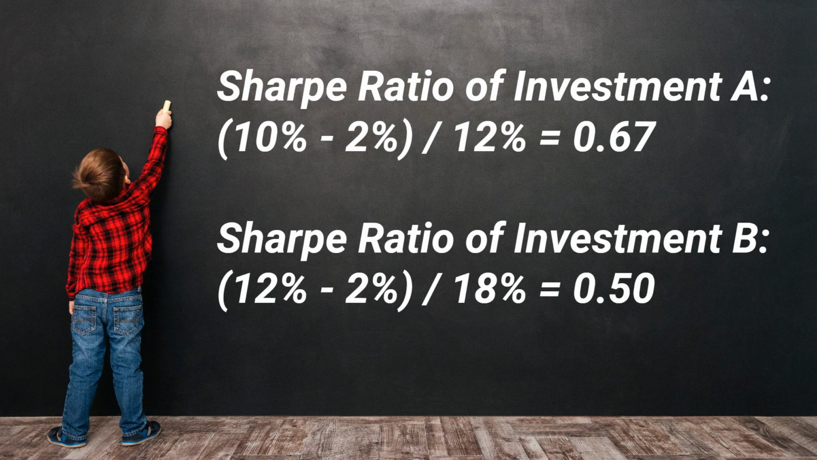Investment A has an annual return of 10%, while investment B has an annual return of 12%. However, investment A has a standard deviation of 12%, while investment B has a standard deviation of 18%. The risk-free rate is 2%. Using the Sharpe Ratio formula, we can calculate the Sharpe Ratio for each investment. Sharpe Ratio of investment A, 10% minus 2%, divided by 12% equals 0.67. Sharpe Ratio of investment B, 12% minus 2%, divided by 18% equals 0.50.